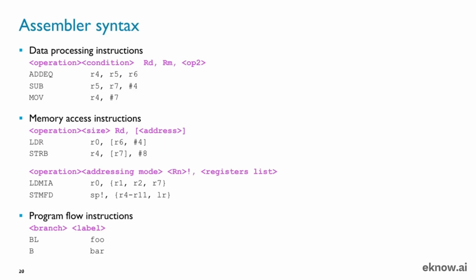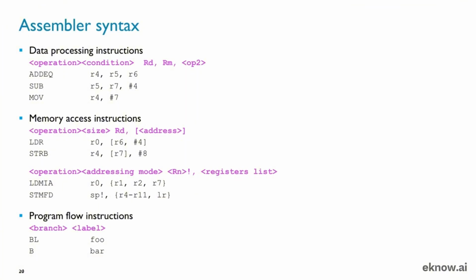Second, we have memory access instructions. These are crucial for moving data between the processor's fast internal registers and the main system memory. LDR stands for load register, and STR stands for store register. The example LDR R0, [R6, #4], tells the processor to go to the memory address calculated by taking the value in R6 and adding 4 to it, and then load the data from that memory location into register R0. STRB is similar, but it stores data. The B in STRB means it's storing just a single byte.